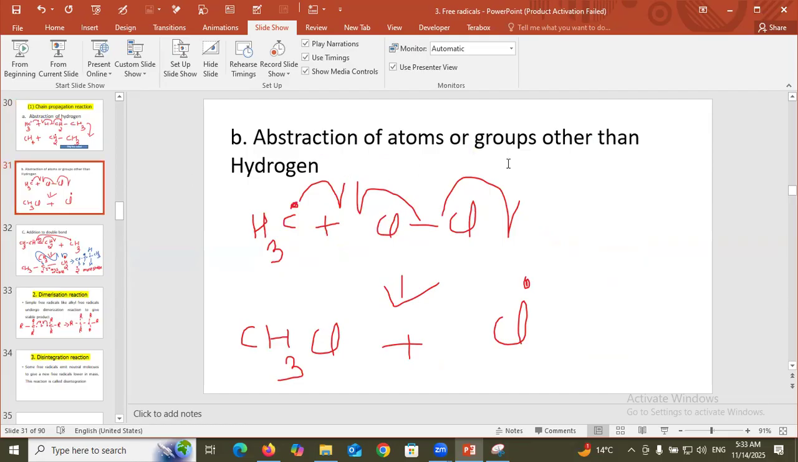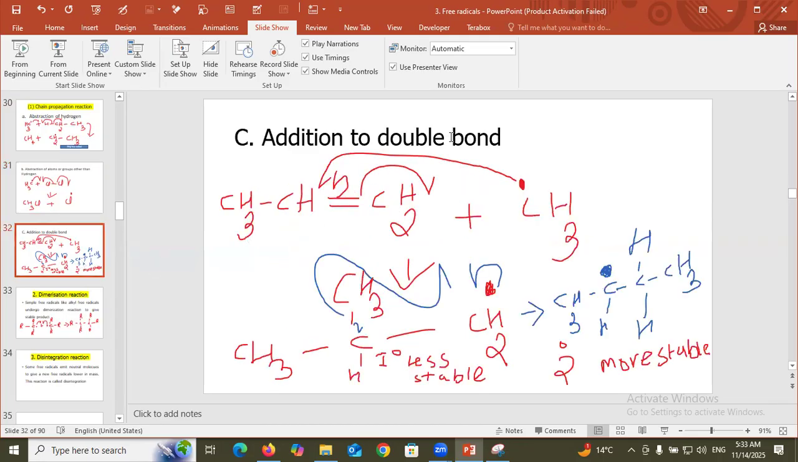Abstraction of atoms or groups other than hydrogen. This methyl free radical takes the chlorine by single electron movement and forms methyl chloride and a chloride free radical. Addition to double bond: this methyl free radical attacks this carbon, and by single electron movement from this double bond of carbon forms this free radical. This is primary, so it is less stable, and rearrangement takes place to the secondary, which is more stable.